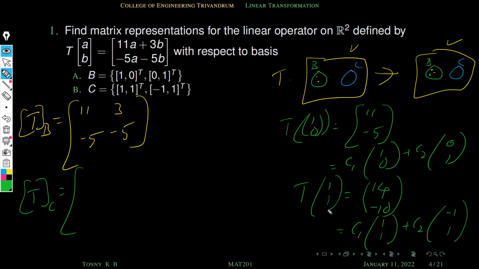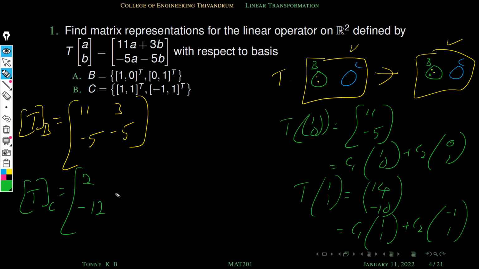We consider T of (1, 1), that is equal to (14, 10). Then write this element in terms of the base elements of C. That is C1 times (1, 1) plus C2 times (minus 1, 1). Then solve for C1 and C2. Okay, they are called the coordinates of this vector. By solving this expression, we get 12 and minus 2.